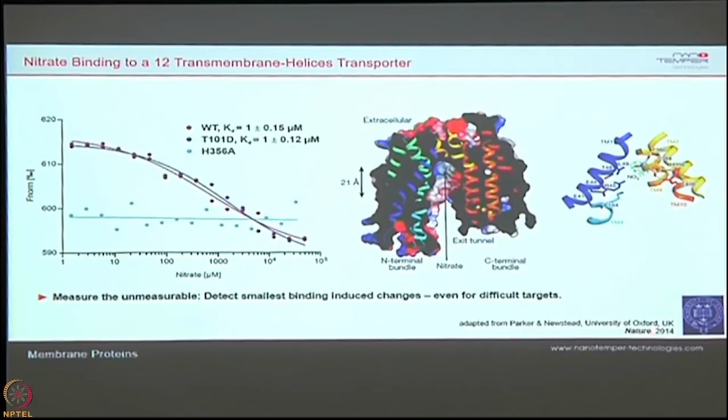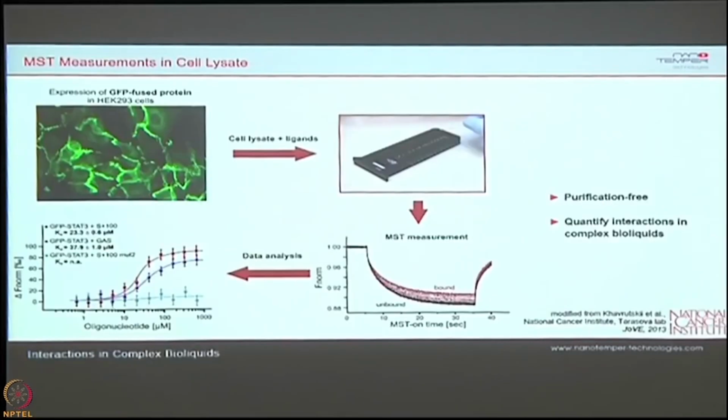As you can see, the paper again hit Nature, where a membrane-bound protein was expressed with GFP, and that particular protein was studied by microscale thermophoresis. So in this way, any variety of sample, it need not be a protein, any kind of molecular interaction, protein-carbohydrate, protein-ion, anything in between, can be studied using microscale thermophoresis.